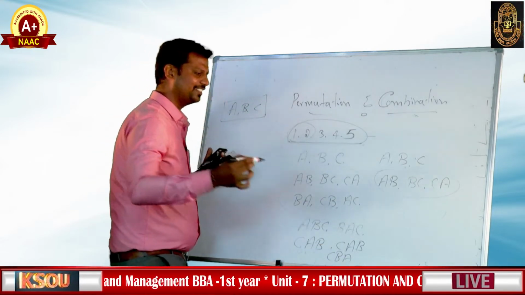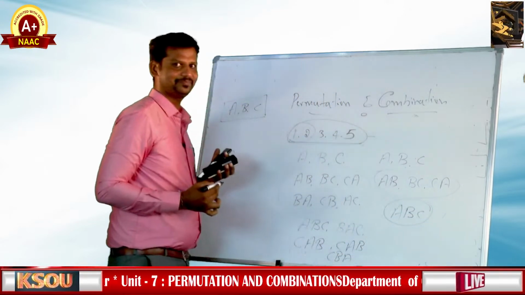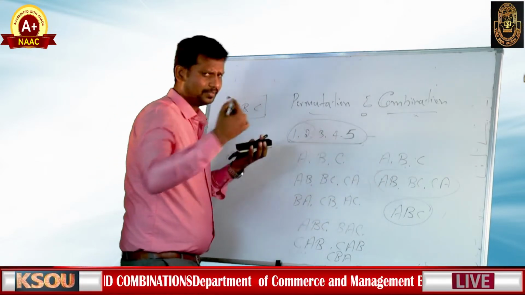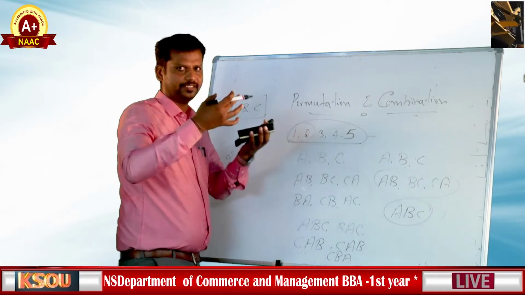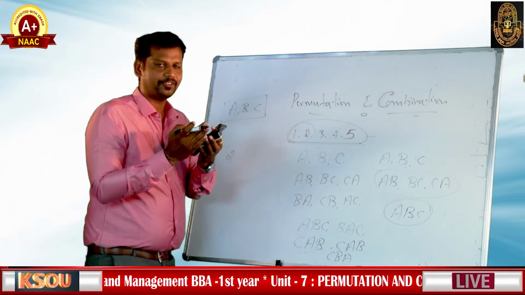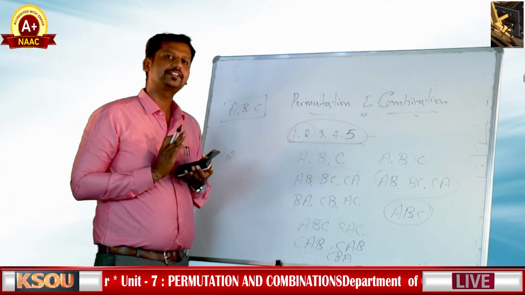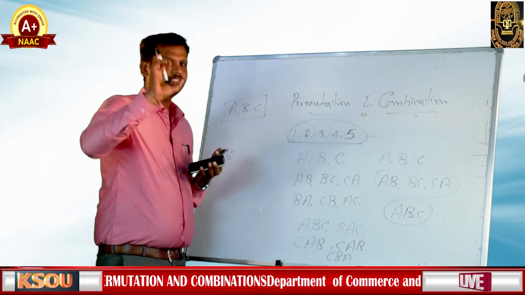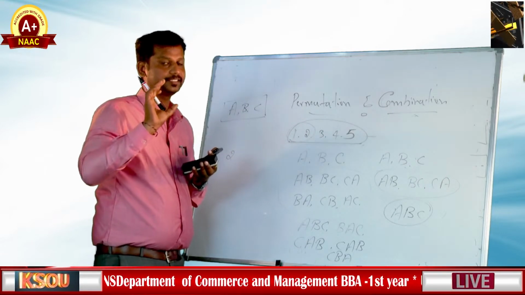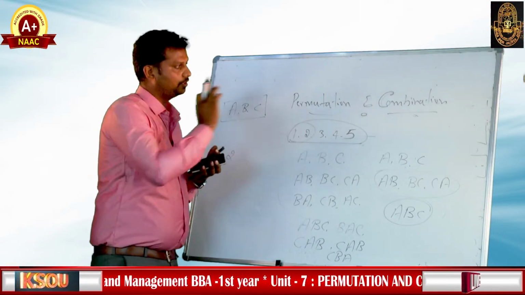But in a selection, A, B, C only. Selection of three elements, A, B, C, or C, B, A, is the same selection. We select all the three, but the arrangement will change: the first preference, second preference, third preference. So this is the concept of permutations and combinations. The permutation means the arrangement of elements. The combination means selection of elements.